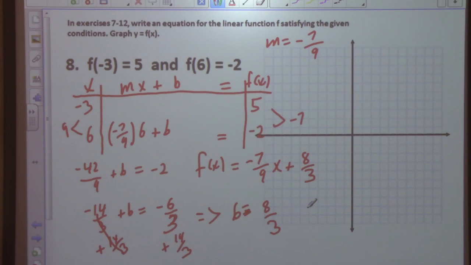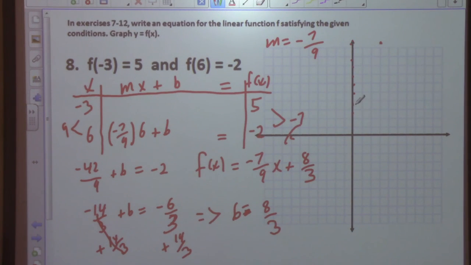Where is that going to go for the y-intercept? About 2.6, so about right here. And then 8 over 3: 1, 2, 3, 4, 5, 6, 7. So 8 over 3, something like this.